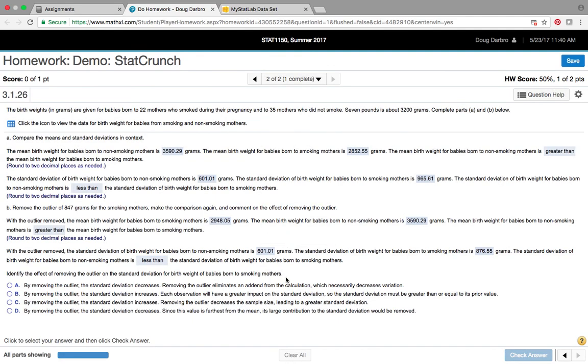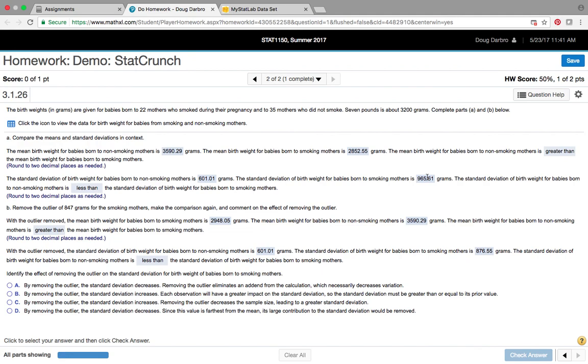Okay, so I want you to summarize what you did. Identify the effect of removing the outlier on the standard deviation. Well, what did it do? It decreased the standard deviation. Now, the value that we removed was with the smoking mothers, so it only affected the smoking mothers. But by removing the outlier, we decreased the standard deviation, which is a measure of spread.